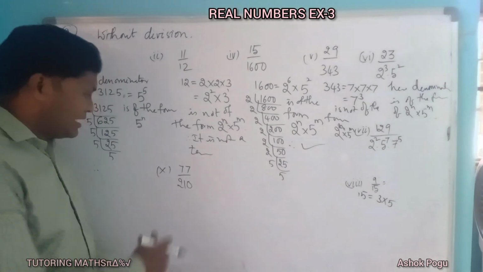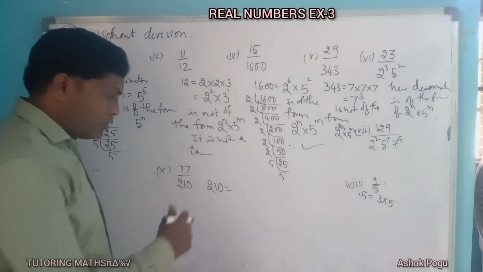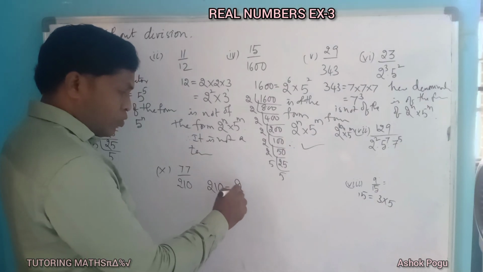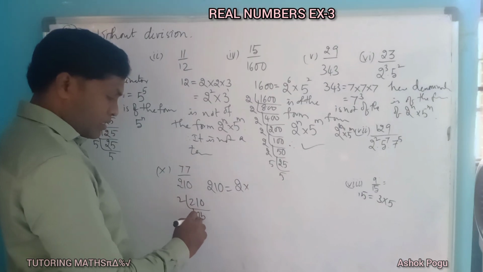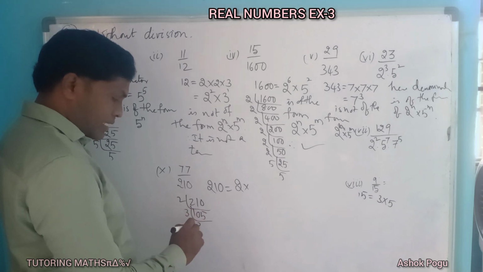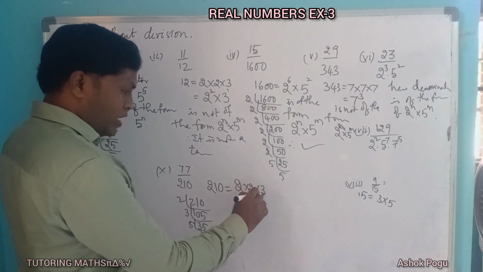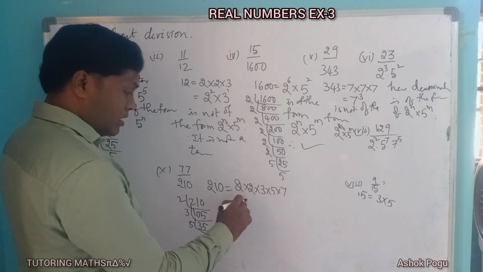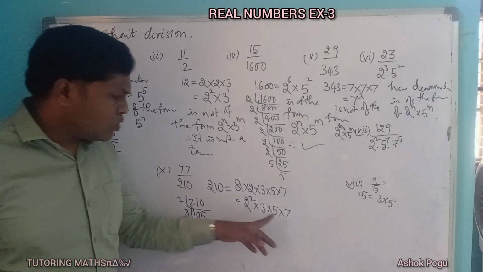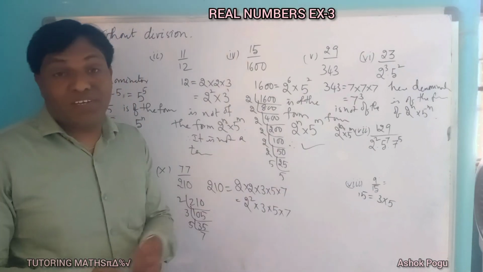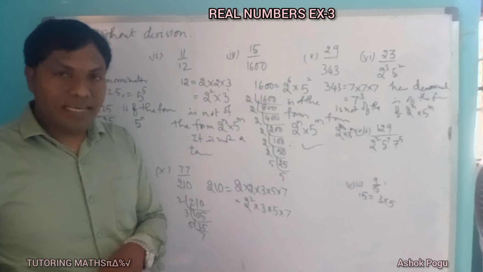And coming to the last question, 77 by 210, and the denominator is 210. What are the prime factors of 210? Let us see. You can take the 2 table. 2 105s are 210, 3 35s are 105, 5 7s are 35. See here, the factors are 2 into 3 into 5 into 7. It is 2 power 1 into 3 power 1 into 5 power 1 into 7. We have got 2 and 5, but additionally we have got 3 and 7. So since 3 and 7 are there, it doesn't become terminating.